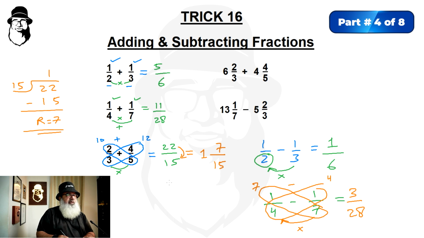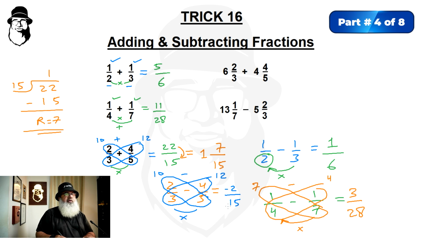And this third one, if we have 2 over 3 minus 4 over 5, then 5 times 2 is 10 minus 4 times 3 is 12, and 10 minus 12 is minus 2, and we have 3 times 5 is 15. That's our answer, negative 2 over 15.